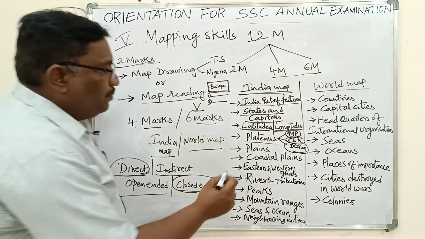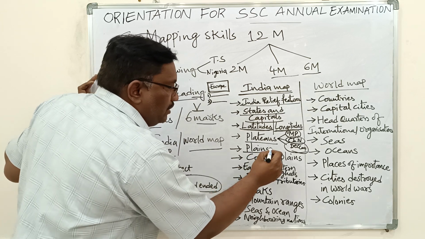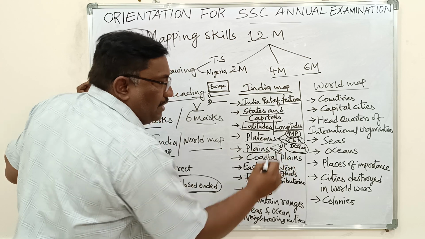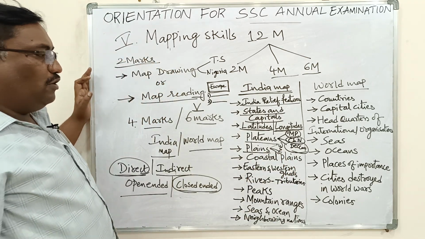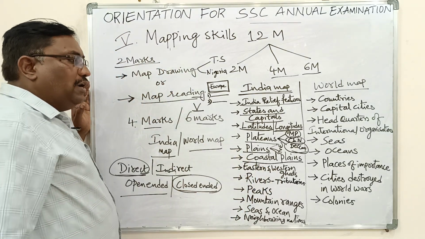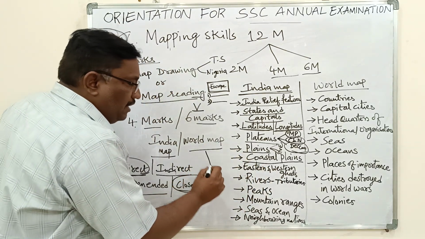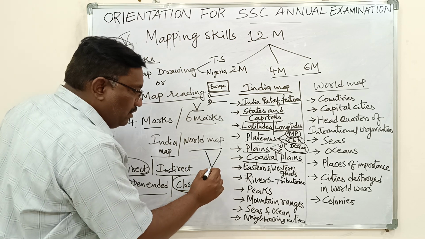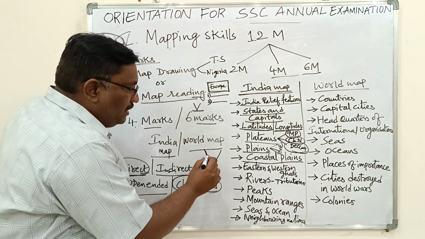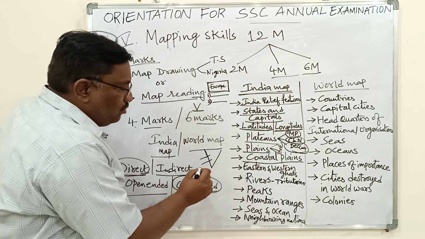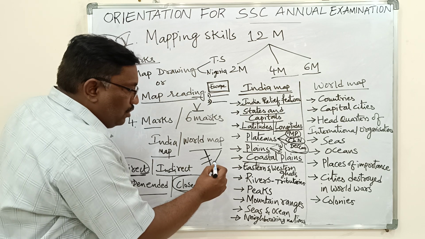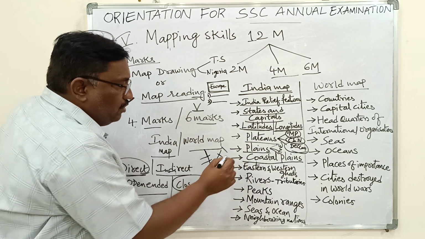Coming to the plains like the Indo-Gangetic Plain, in that also there are divisions: the western part, the central part, and the eastern part, and how it is formed. All these things we have to practice. Next, coming to the coastal plains. We have 3 coasts in the western coast and 3 coasts in the eastern coast. What are the 3 coasts in the western coast? One is the Konkan coast, Canara coast, and Malabar coast. And in the eastern coast, we have the Coromandel coast, Circar coast, and Utkal coast.